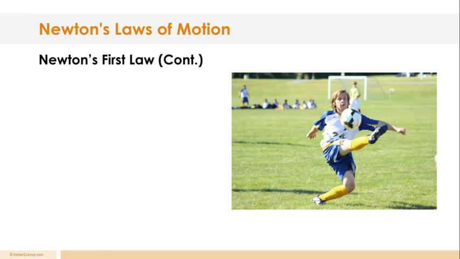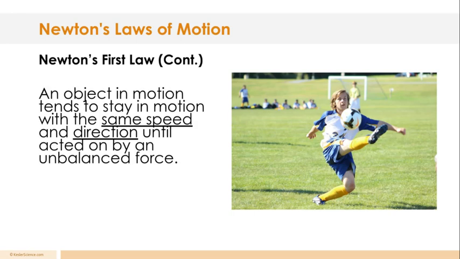It also says that objects in motion will stay in motion with the same speed and direction until acted on by an unbalanced force. This makes sense. Okay? Imagine there was no air, no gravity, or in outer space. You throw a ball in outer space, it's going to go on forever and ever until it hits something else. There is no force acting on it, so it's going to stay at the same speed in the same direction.